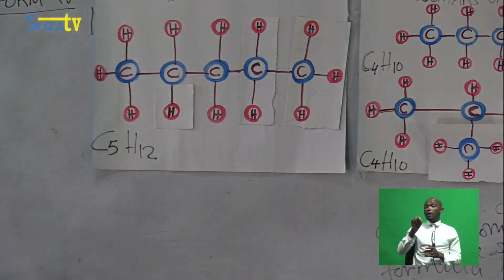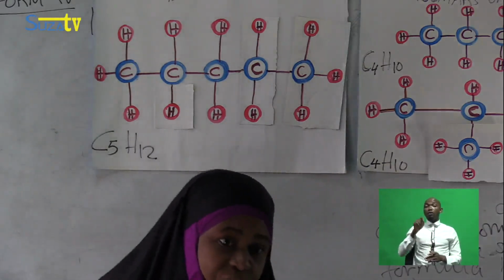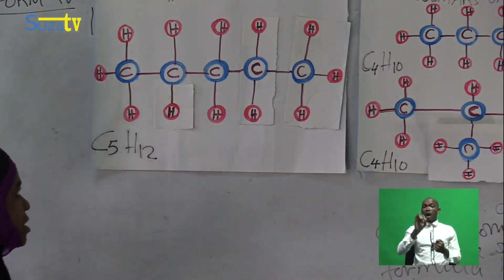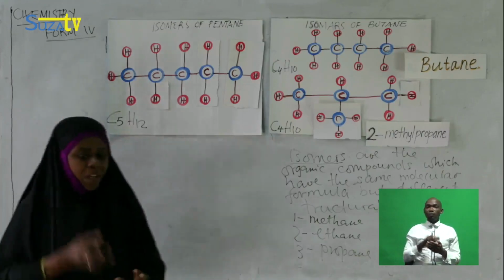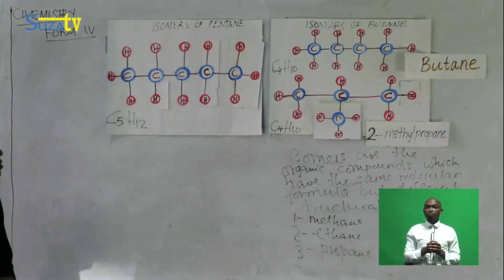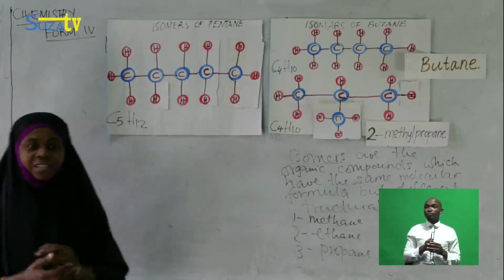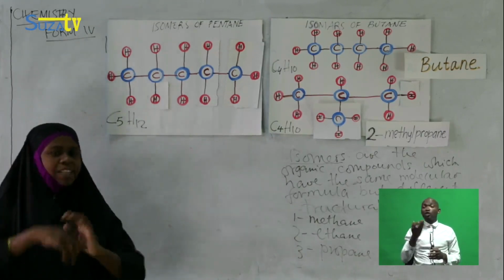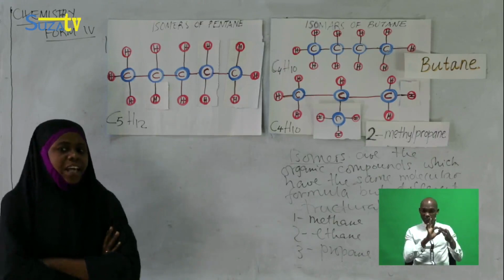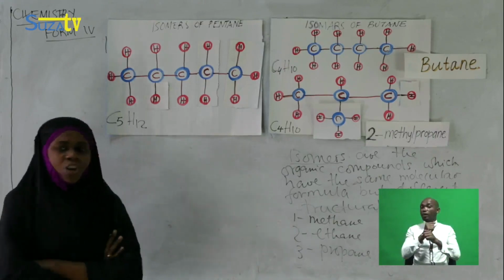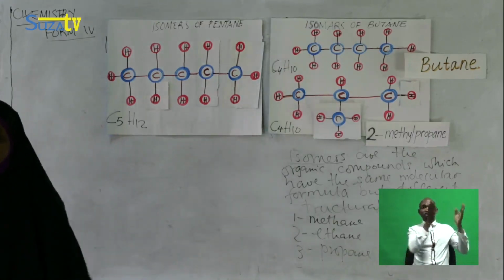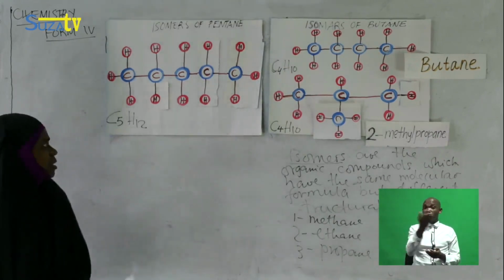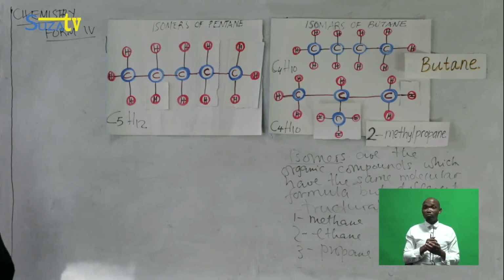This is pentane. So now I want you to draw out the possible isomers. What is the first? Who can try? Which branch can we detach to attach somewhere so as to have another new structure? Who is ready?